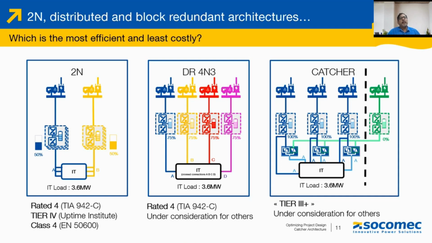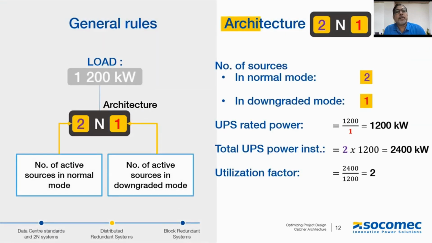The most common is the 2N architecture, commonly called redundant systems, with two blocks supporting the IT loads. Some basics for deciding this 2N structure: how do we do this? Take an example of a 1200 kilowatt load for a particular data hall. We have this 2N architecture.